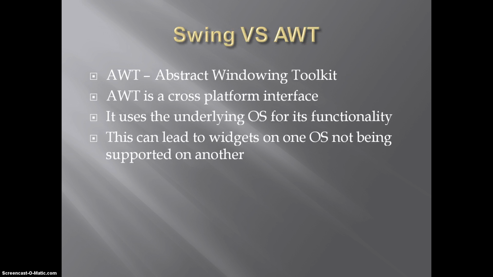Now, Swing was developed to be a more sophisticated set of GUI components than the earlier AWT, or Abstract Windowing Toolkit. So you might be wondering, what's the difference? Well, AWT is what is considered heavyweight, and what that means is it's utilizing the underlying operating system for its functionality. The problem with this is that widgets for one OS might not be supported on others, or it might behave differently.